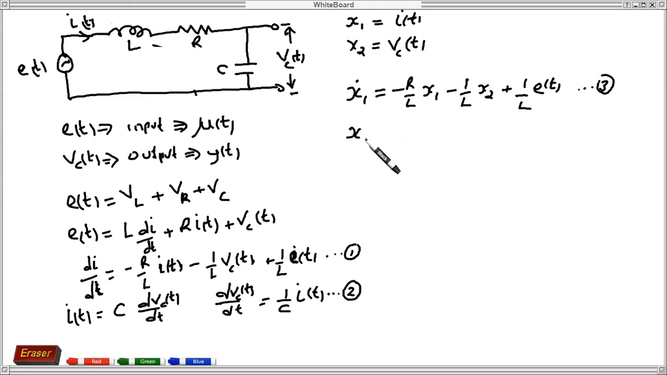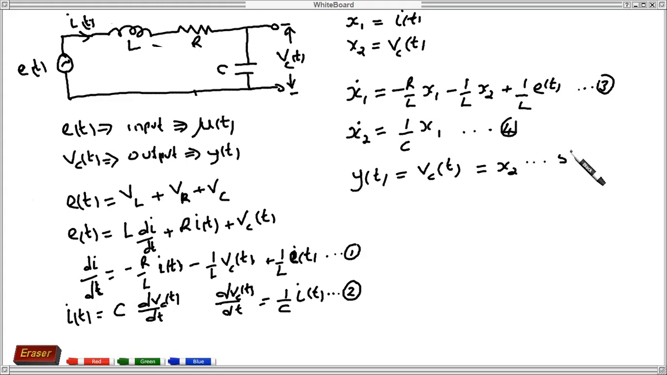And our x2 derivative from equation 2, if x2 is Vc(t), that means dV/dt is x2 derivative, will be equal to 1 over C i(t), which is x1(t). Then the output of the circuit is Vc(t). That means y(t), which is our output, is equal to Vc(t), but Vc(t) is x2(t). We can call this equation 4 and this equation 5.